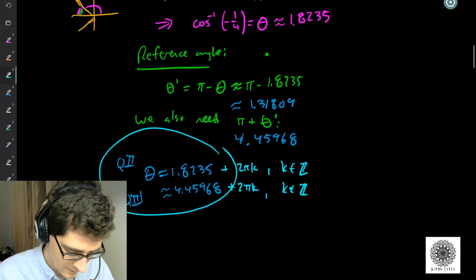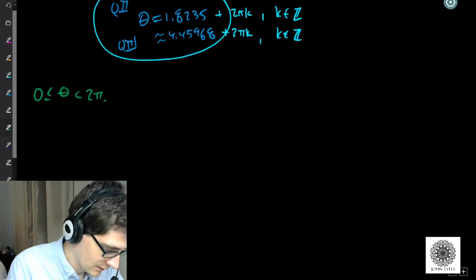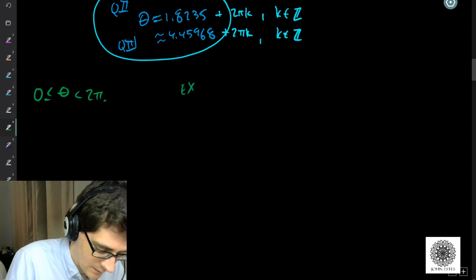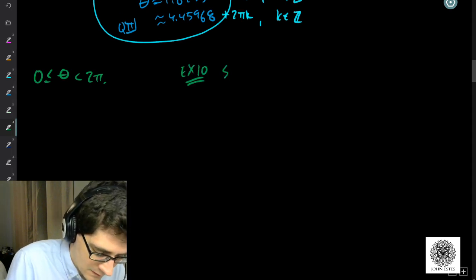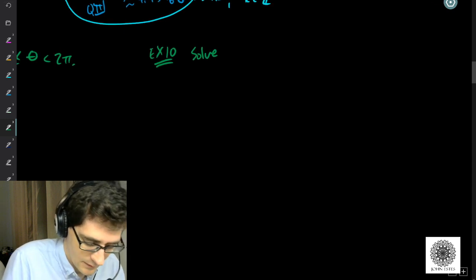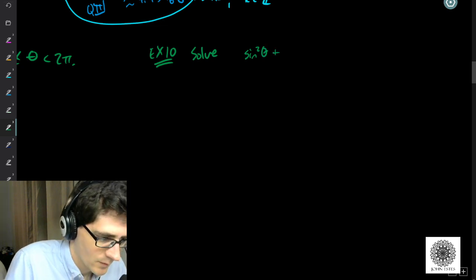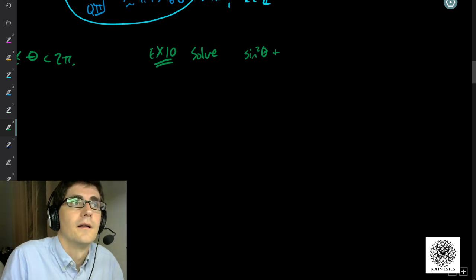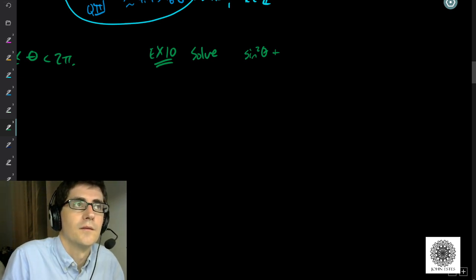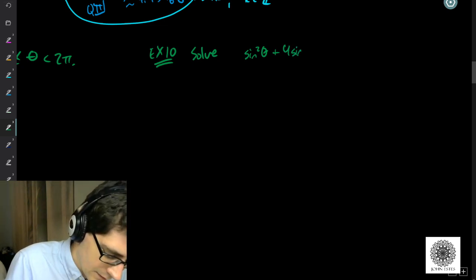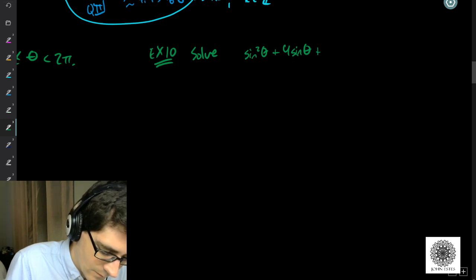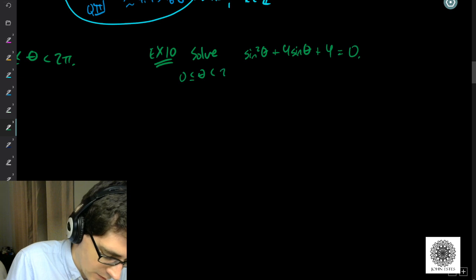Okay, now I'm going to give you one bonus example. So I know this is exciting for you. So let's call this example 10. We want to solve sine squared theta plus 4 sine theta plus 4 equals 0. And we'll just solve it 0 to 2 pi.